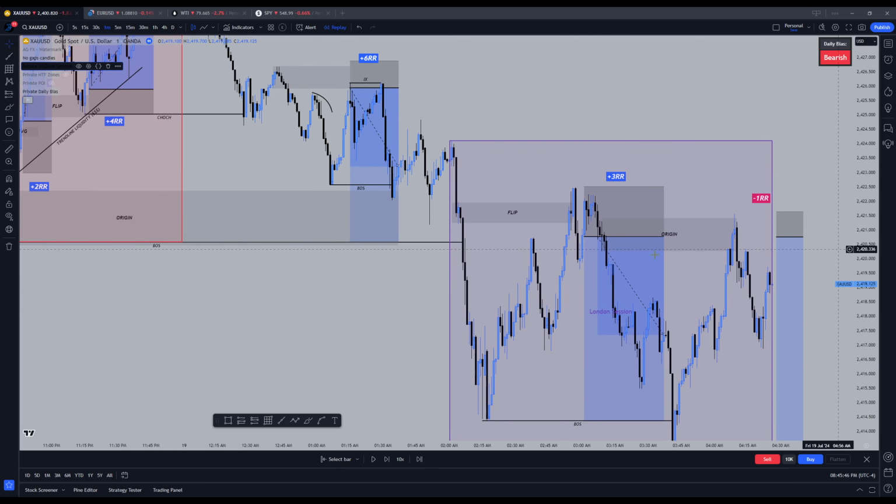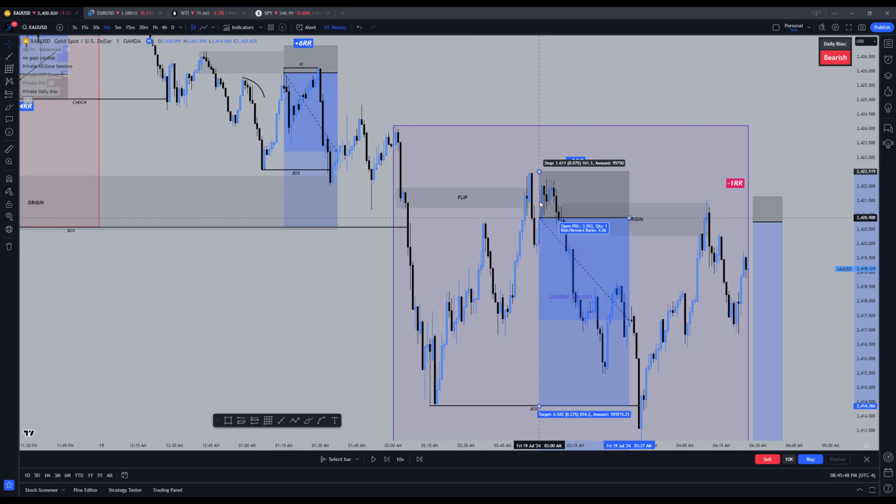So what happens now? You respect the flip. I got an OB entry. There's another OB up here. You would have got a 6R. I just took a 3R entry because I don't want to miss this move, right?